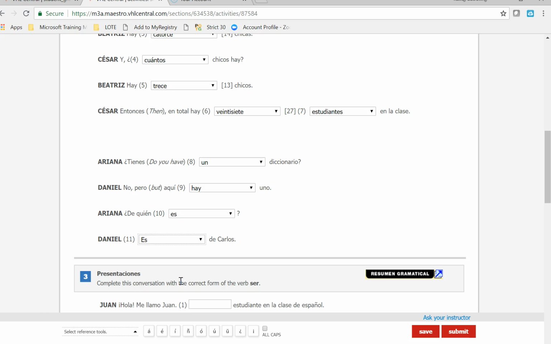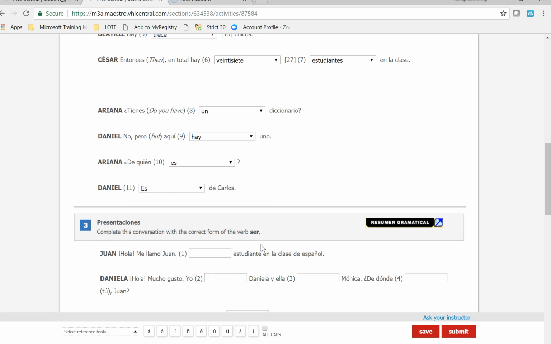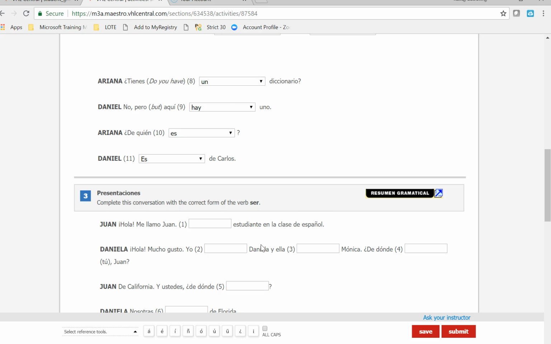We say possession in Spanish. We don't ever use apostrophe s. We say it's the dictionary of Carlos. So this means es de Carlos, it is of Carlos. It sounds a little funny when you translate it, but that is how you get around having the apostrophes.